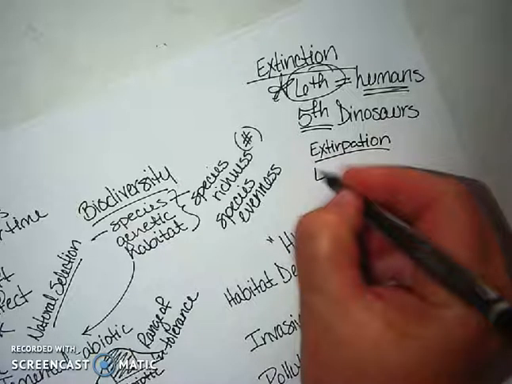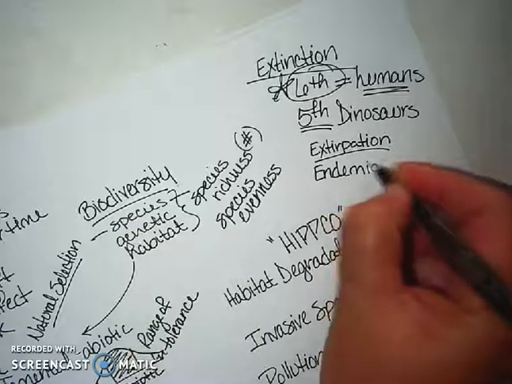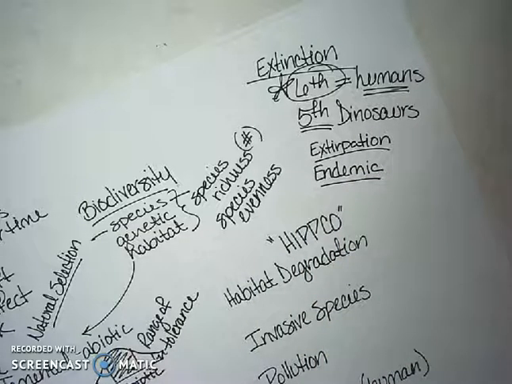Endemic animals. An endemic animal is something that is only found in one area. They are more susceptible to extinction because they're in a very small area. Usually a lot of your island species are endemic, only found in one location. Okay.